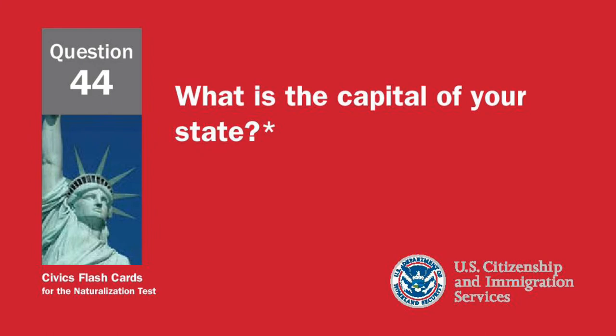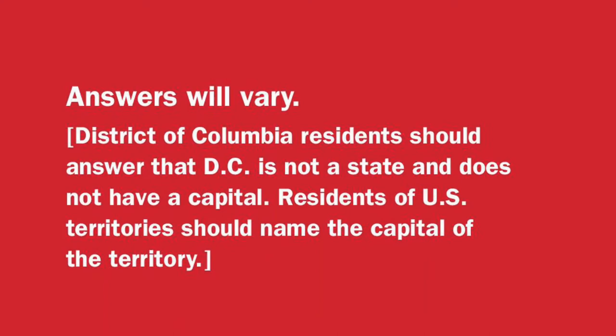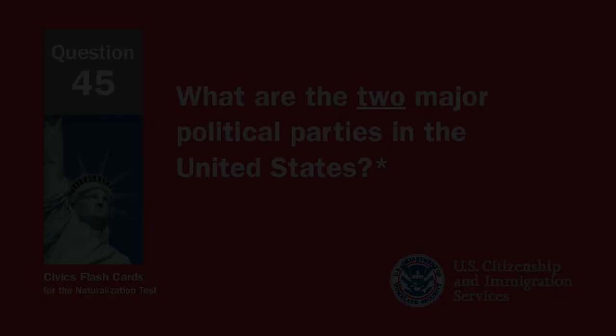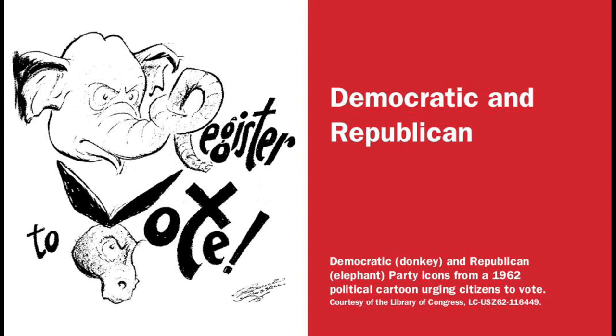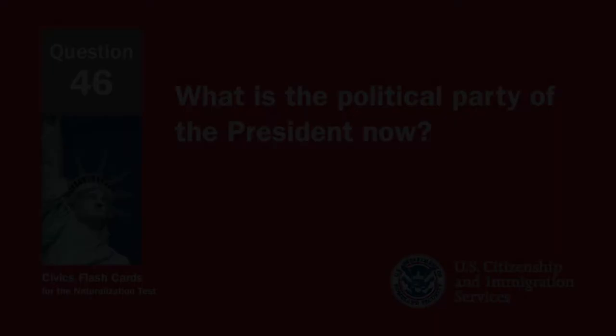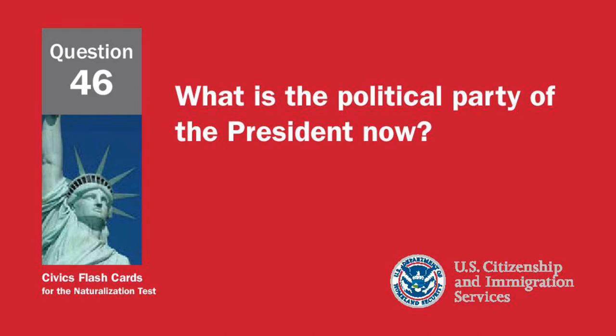What is the capital of your state? Answers will vary. District of Columbia residents should answer that DC is not a state and does not have a capital. Residents of U.S. territories should name the capital of the territory. What are the two major political parties in the United States? Democratic and Republican. What is the political party of the president now? Republican Party.